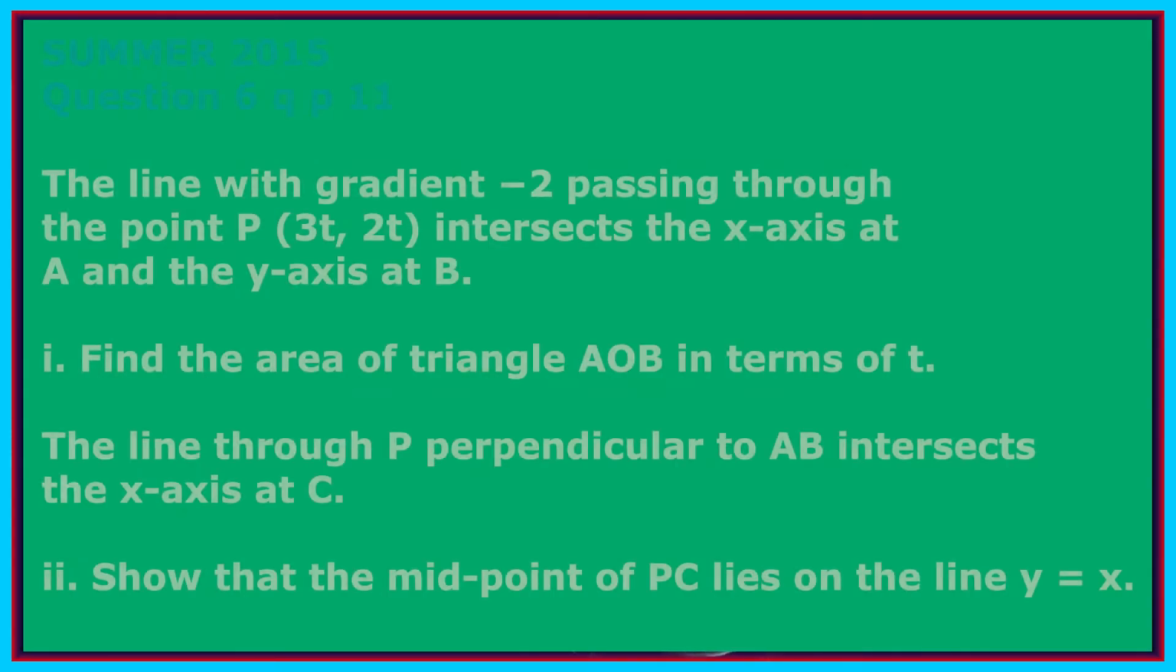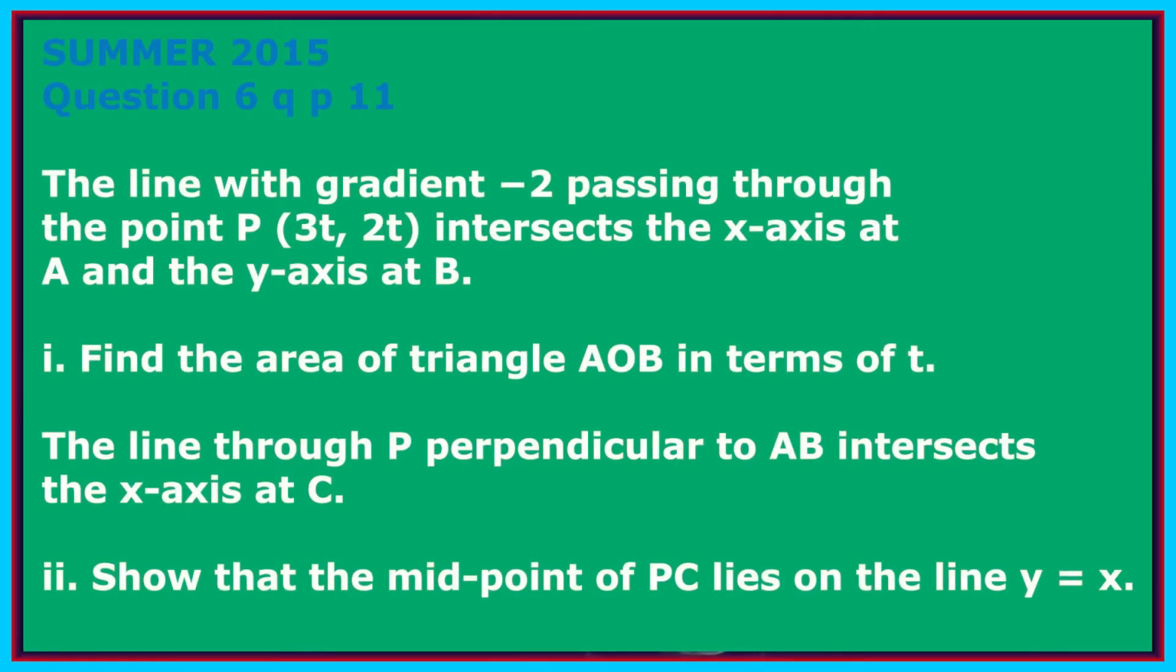Okay, so let's go. Let's look at the questions. This is summer 2015. The first variant, question paper 1-1, question 6. The line with gradient -2 passing through the point P, (3t, 2t), intersects the x-axis at A and the y-axis at B. Part I: find the area of triangle AOB in terms of t.